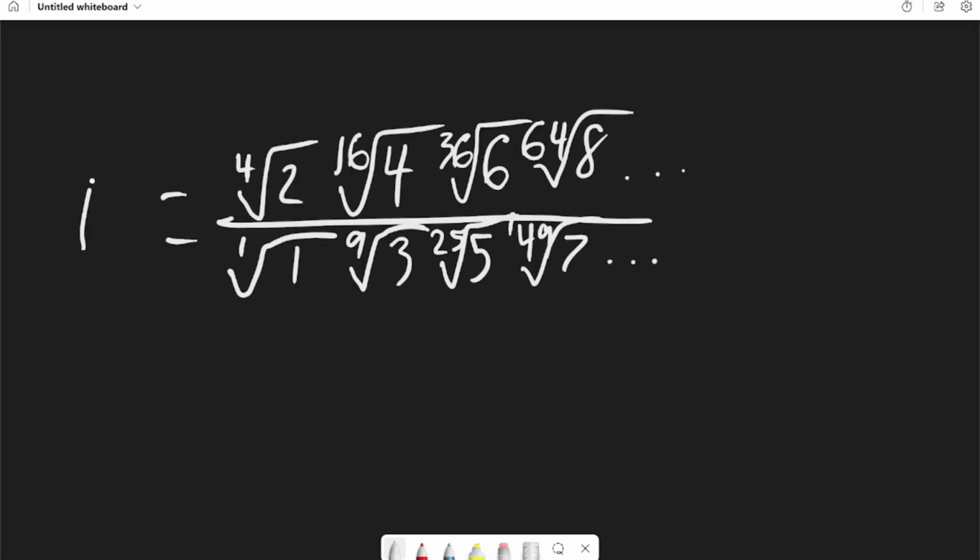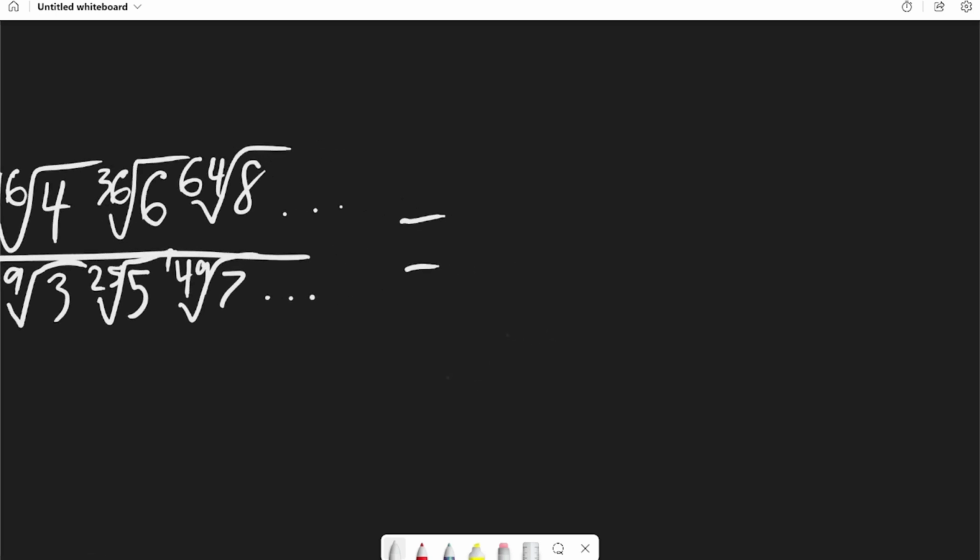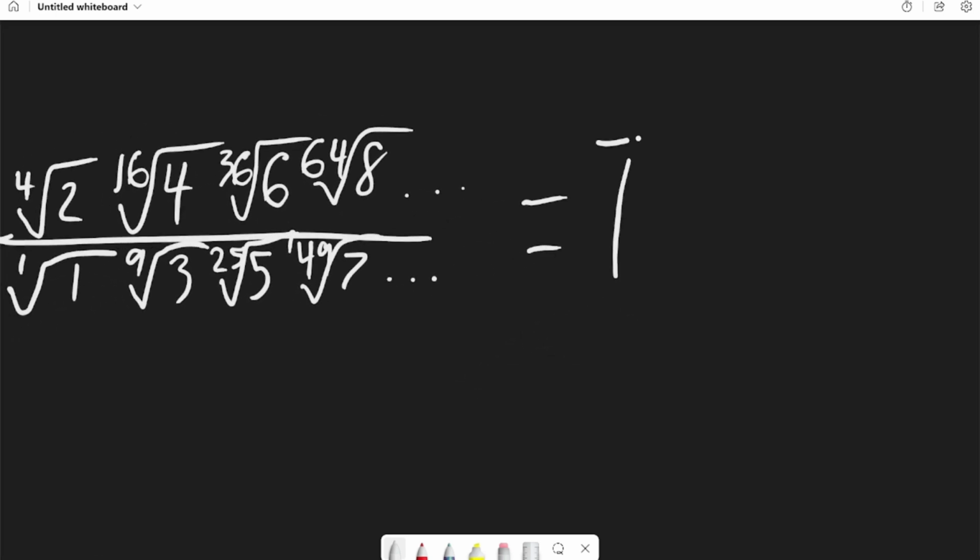First off, we're going to let this product equal P. And then we're going to try and find the general term of the product. So the general term would be the product from k equals 0 to infinity. Now it's going to be the 4th root of 2 times the 16th root of 4. Okay, so it's squares. But we're starting out at 0, and we're starting at 2, right? So it's going to be 1, no.